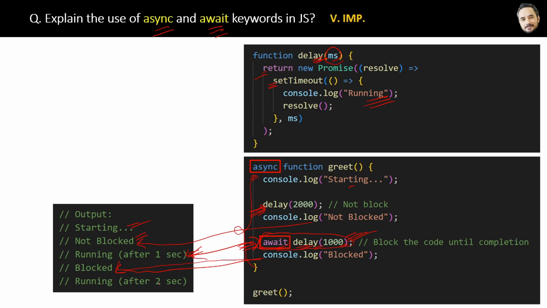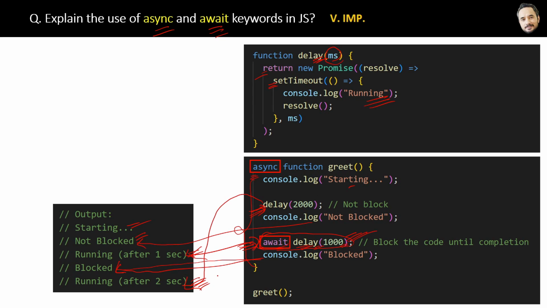And in the output, the last statement, running, is coming from the above delay call of 2 seconds, which was asynchronous and not blocking, right? Because it did not block anything, it completed after 2 seconds, which is at the end.